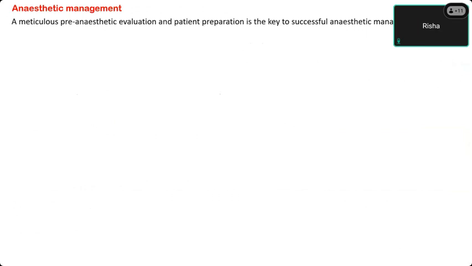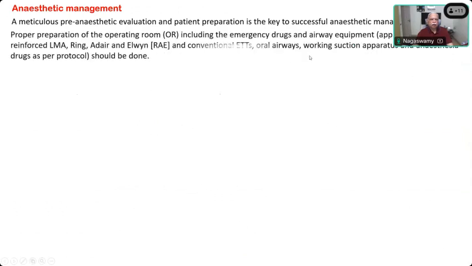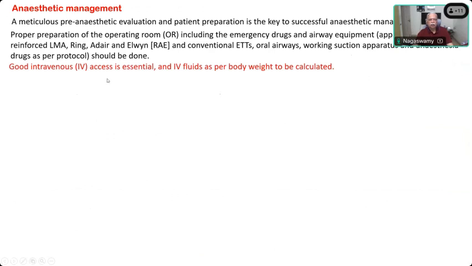What is the anesthetic management? General anesthesia with endotracheal intubation. Very good. So meticulous pre-anesthetic evaluation, patient preparation, and proper preparation of the operating room, including emergency drugs, airway equipment, LMA, RA tube, conventional ET tube, oral airways, and a good working suction, and good intravenous access.